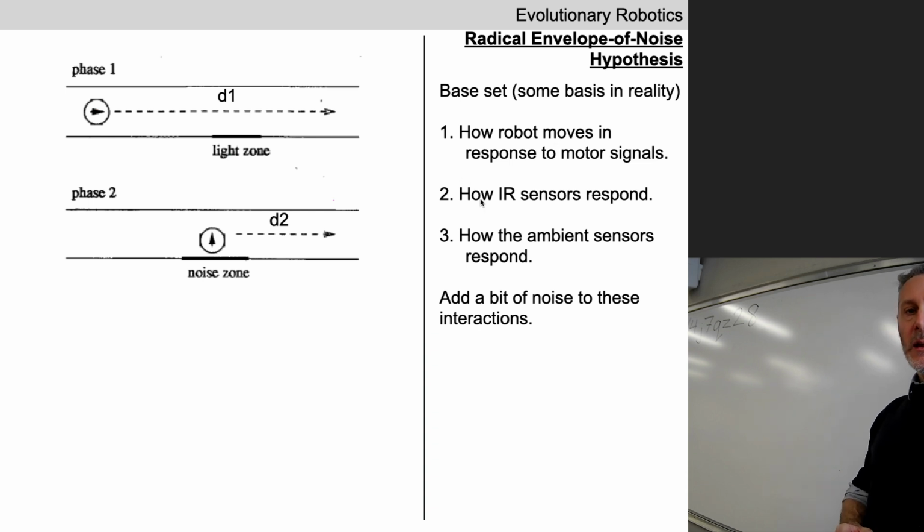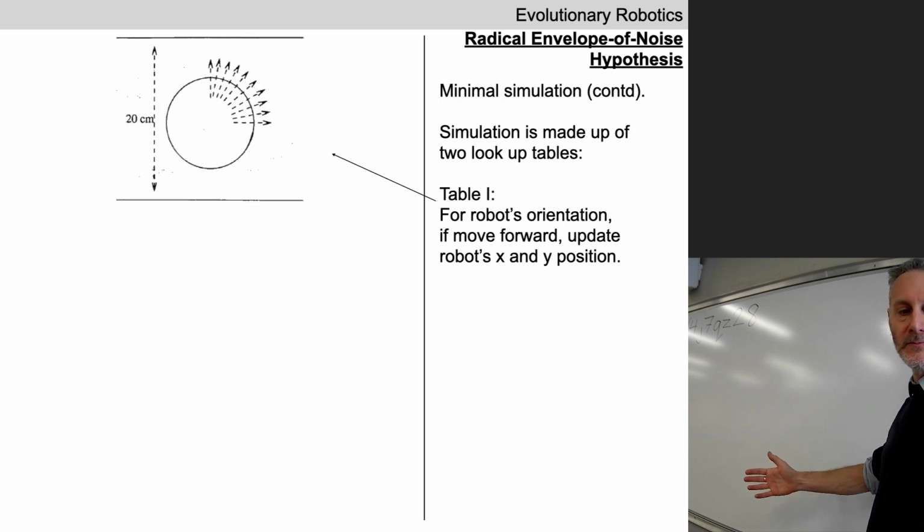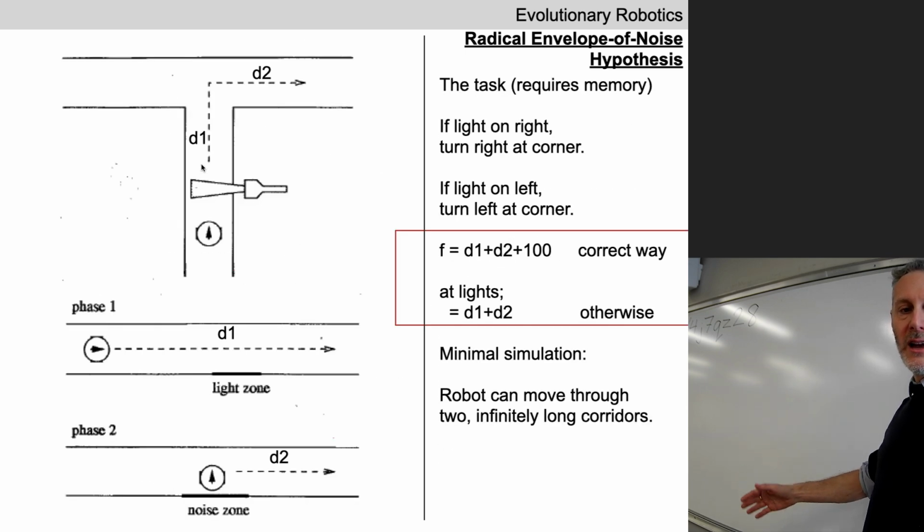Okay. They put a little bit of noise on how the infrared sensors respond when the robot is anywhere other than in the junction. In the junction, that's going to be an implementation detail that the evolution should not rely on, but evolution should rely on the infrared sensors when the robot is down here or in here or in here.